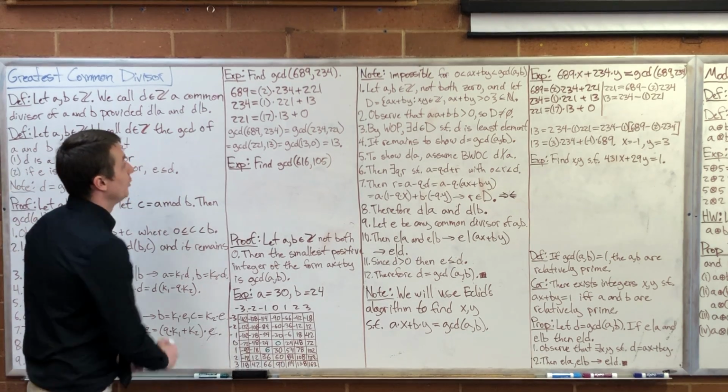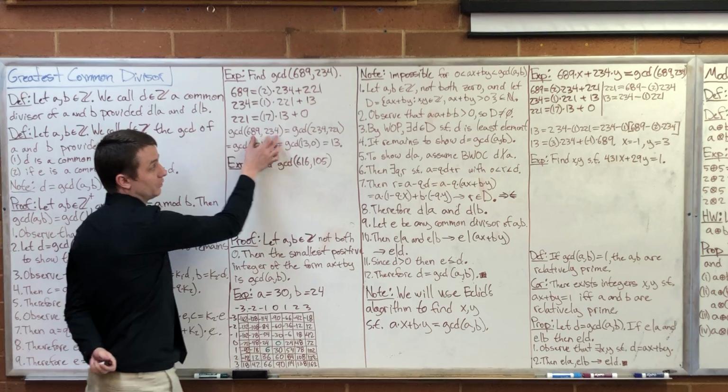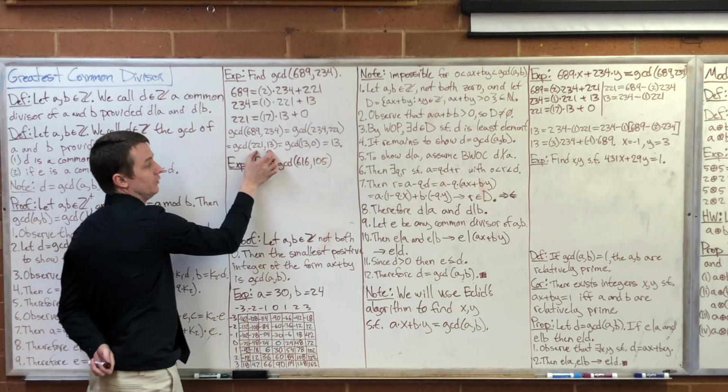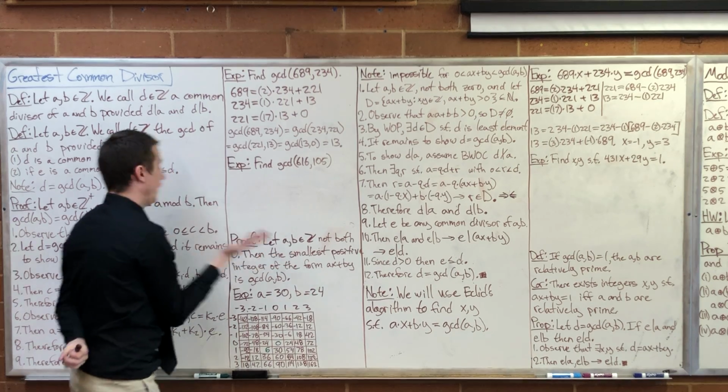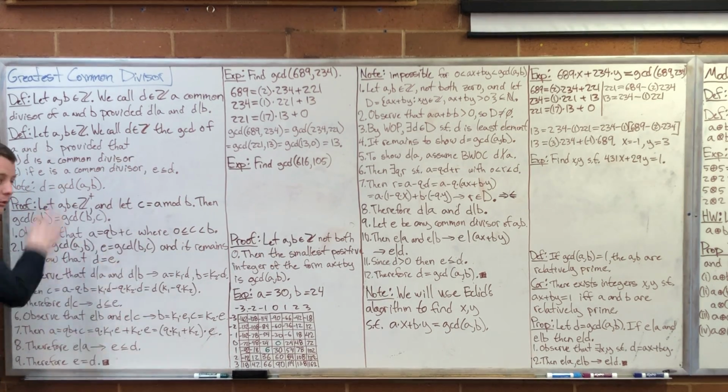Anyways, in short, the GCD of these two numbers was the GCD of these two numbers, was the GCD of these two numbers, was the GCD of these two numbers, was 13. That's what our theorem gives us. It gives us a way to keep reducing the numbers we're taking the greatest common divisor of until it's obvious to us what it is. So that's the usefulness of it.